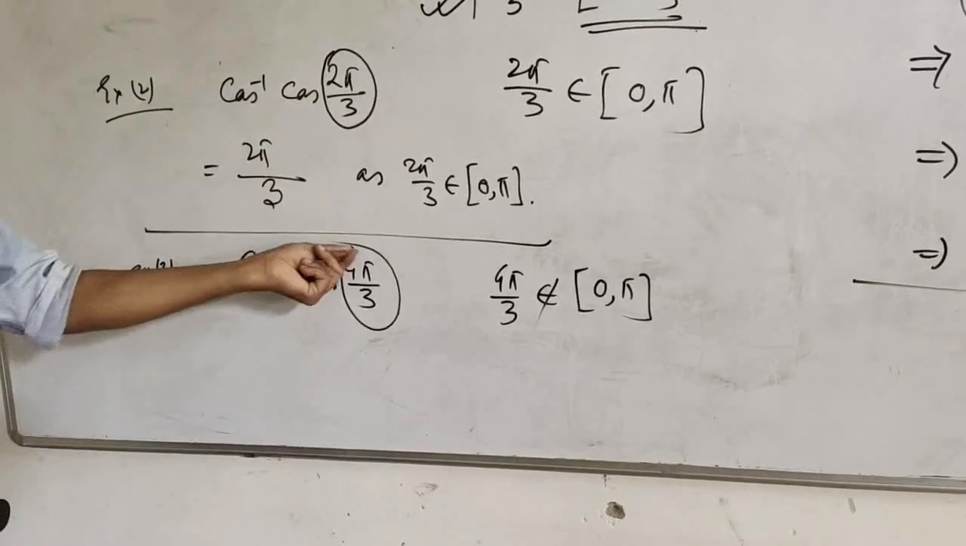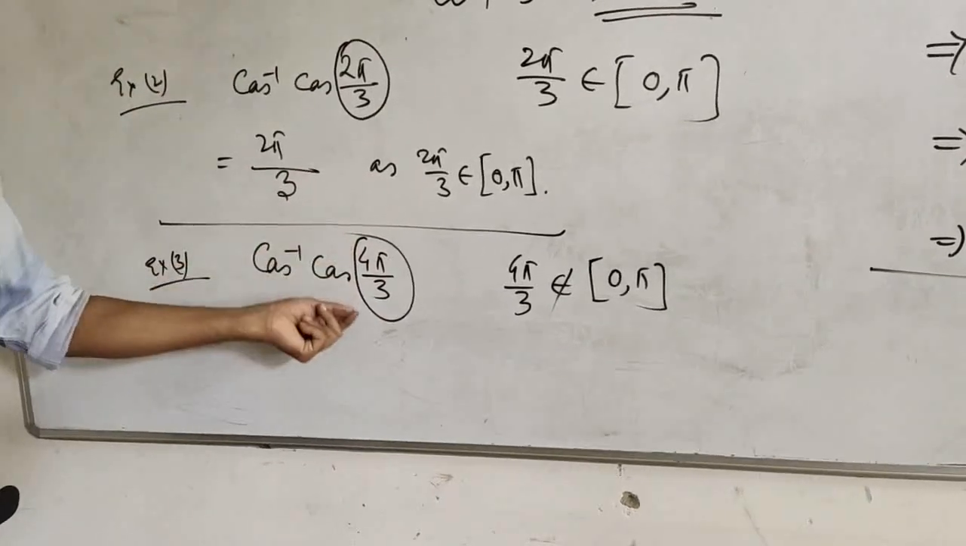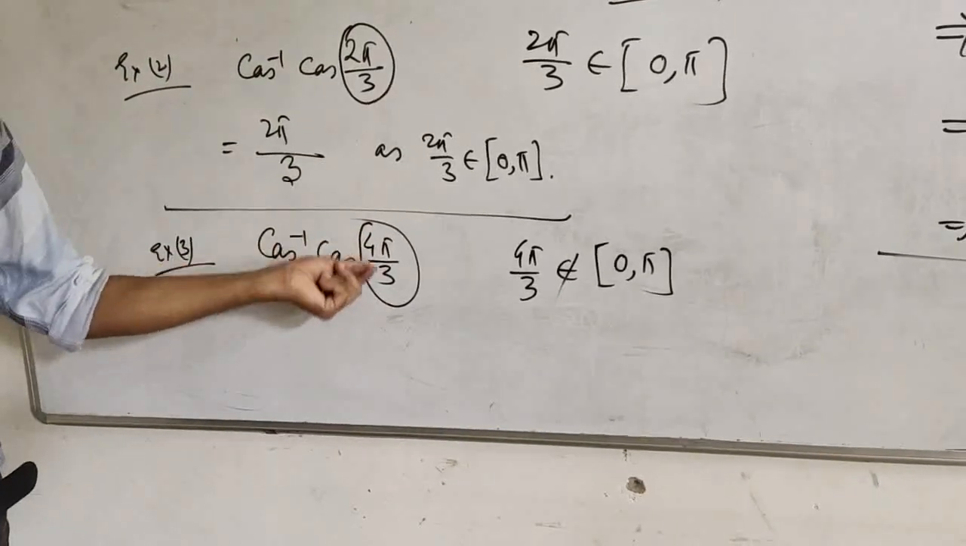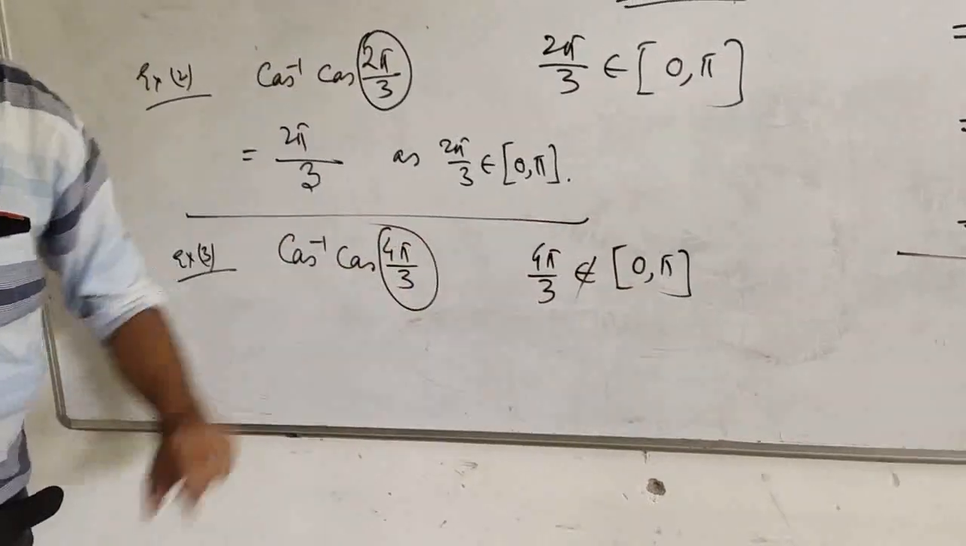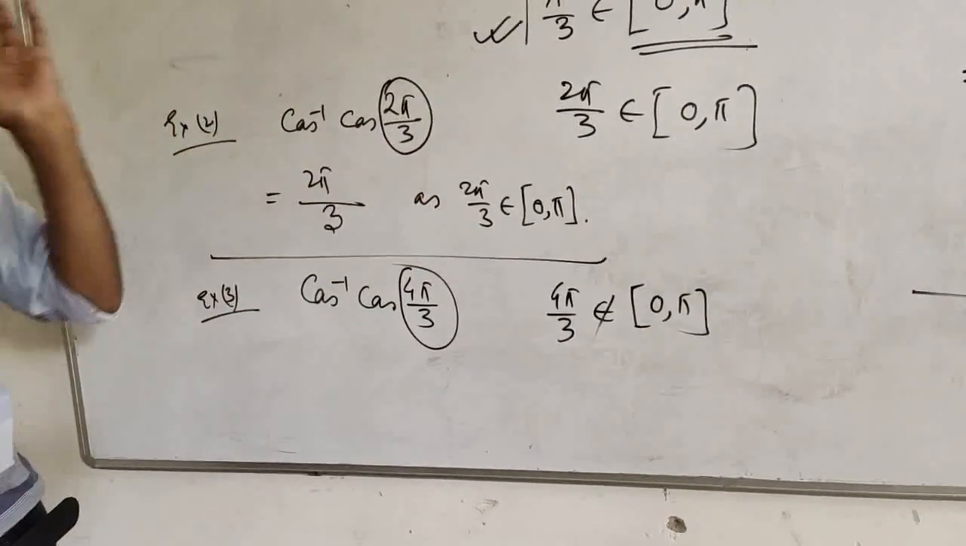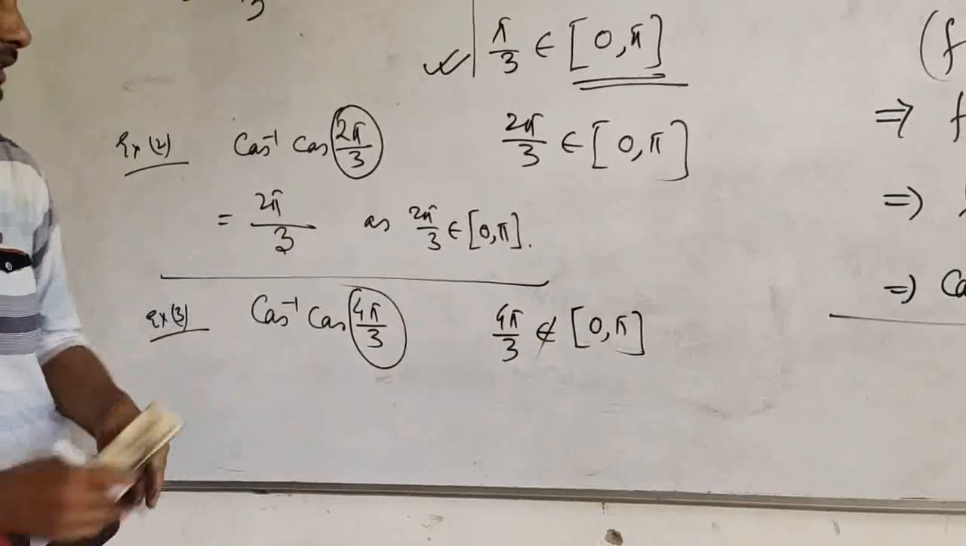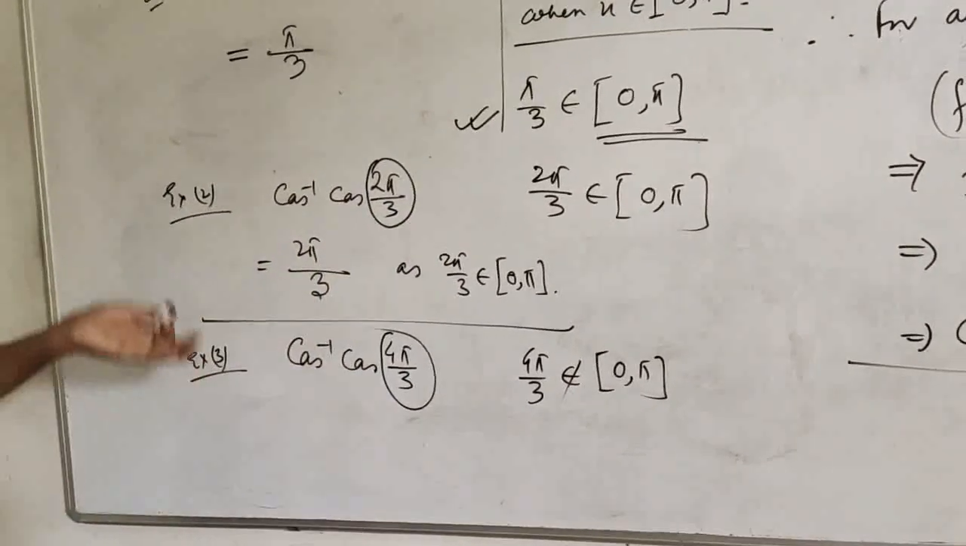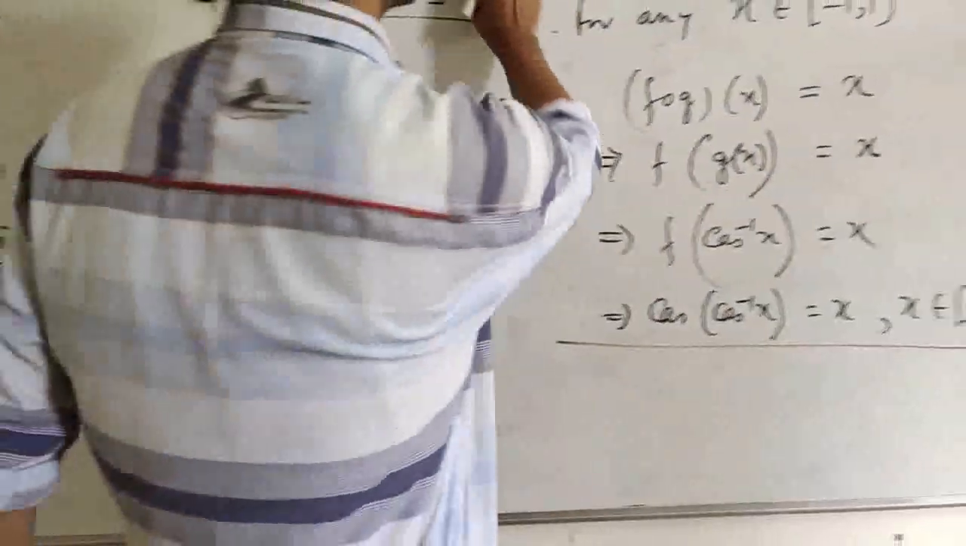Cos inverse cos 4 pi by 3 will not be equal to 4 pi by 3. Why? Because this 4 pi by 3 does not belong to this interval. So how can I get an angle here so that that particular angle belongs to this interval? So it will require some calculations. Let us see how can I do so.